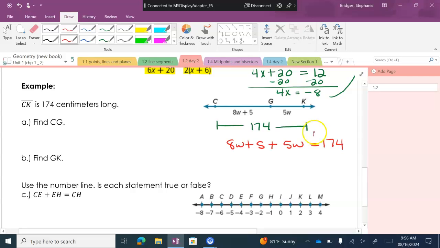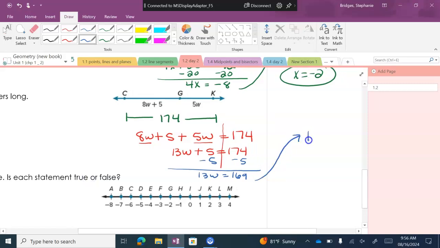With this equation, before I start moving things, I have some like terms I want to combine. What is 8 plus 5? Okay, so that's 13W plus 5 equals 174. Now I can start moving things to the other side of the equation, so I'm going to subtract 5. What is that, 169?